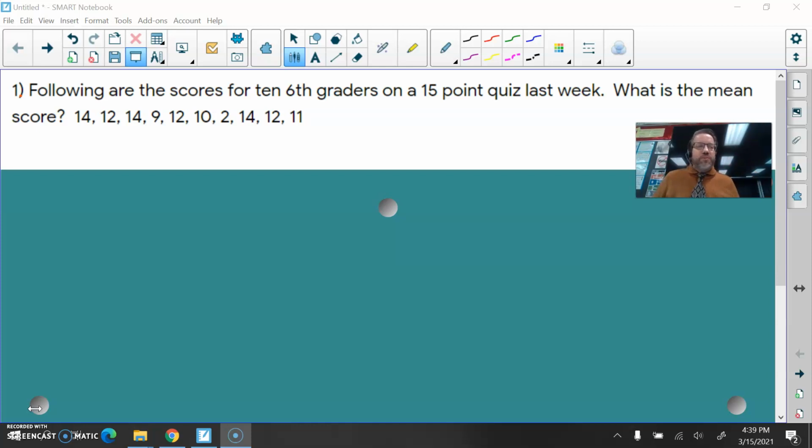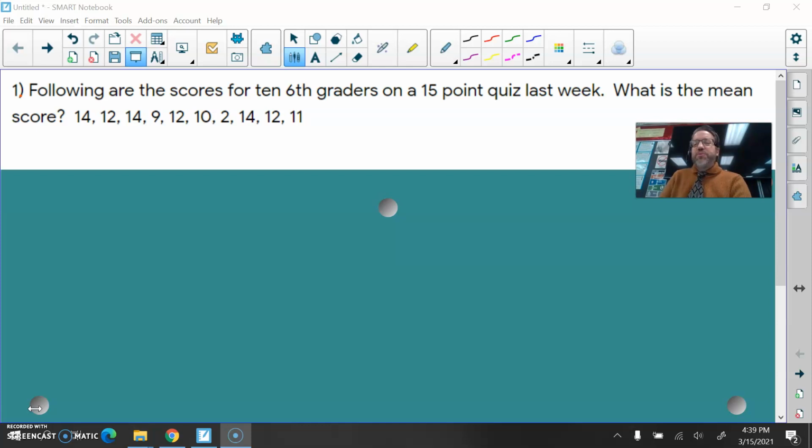Actually, we're going to look at numbers 1 through 6 because they are all using the same scores, the same numbers. Following are the scores for 10 sixth graders on a 15-point quiz last week. What is the mean score?